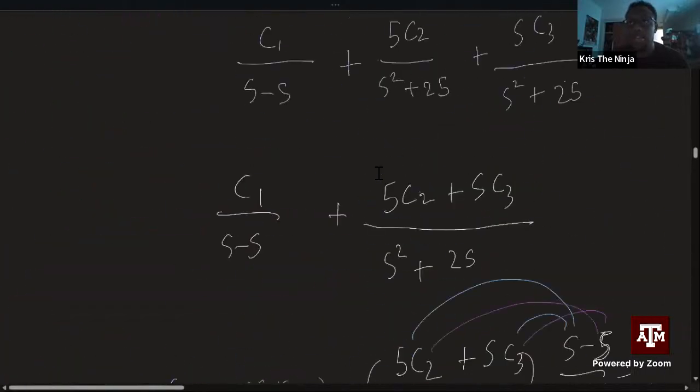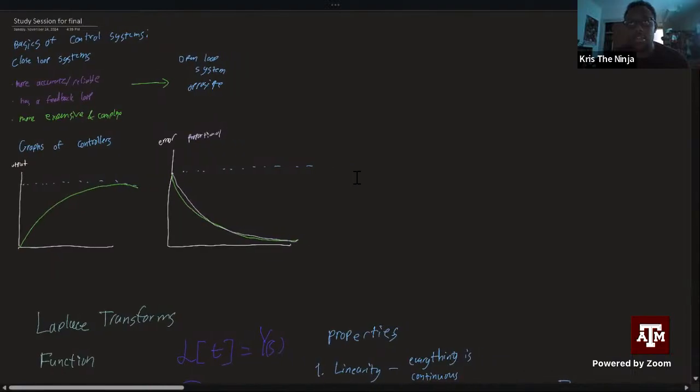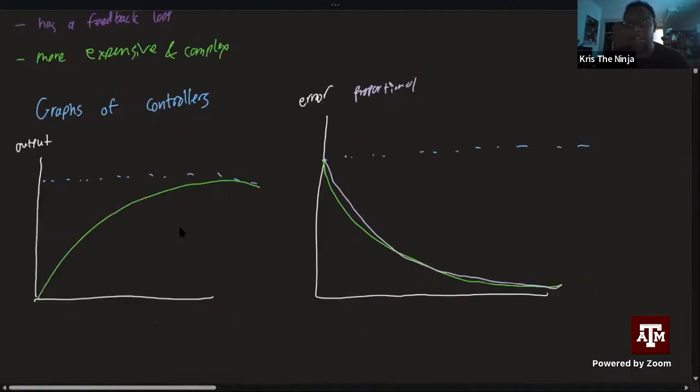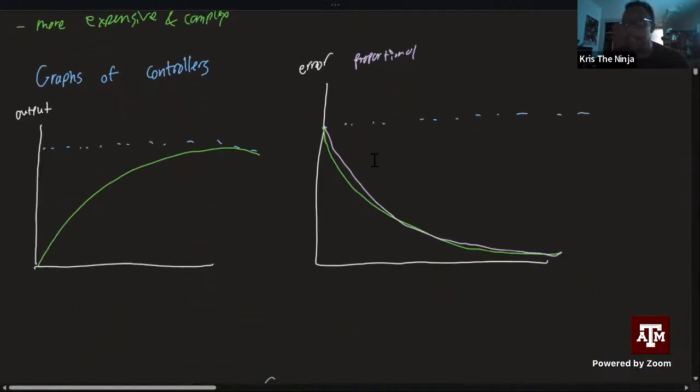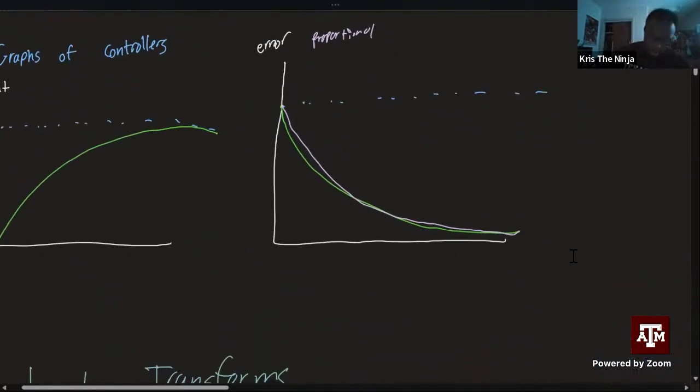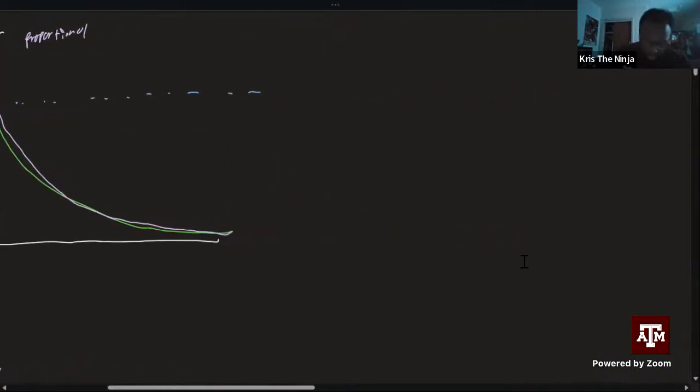So basically, you got your control systems, the basics of control systems. You got your closed loop, open loops for the opposite of this stuff right here. The graph, the output is like this, the error is like that. There are cases where you have oscillations. An oscillation is basically when the graph goes like this and then comes back down and it'll balance itself out.